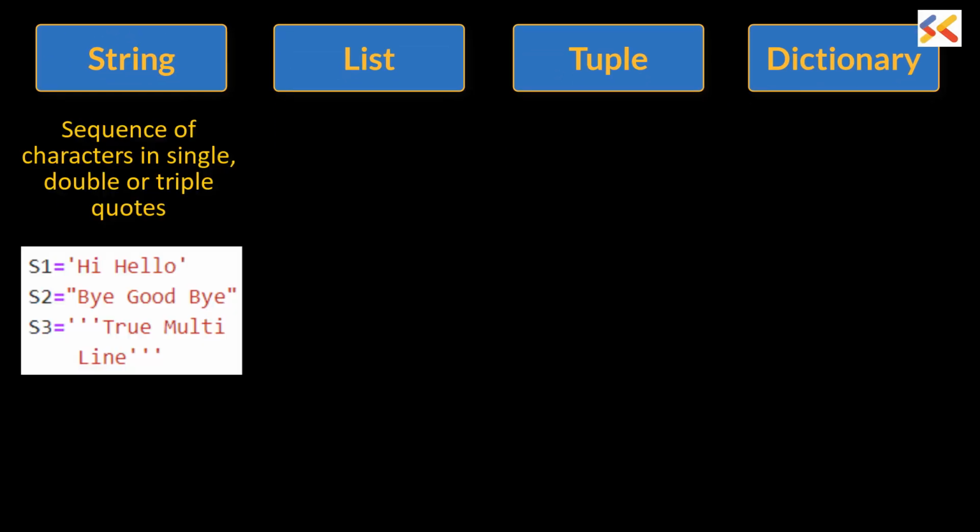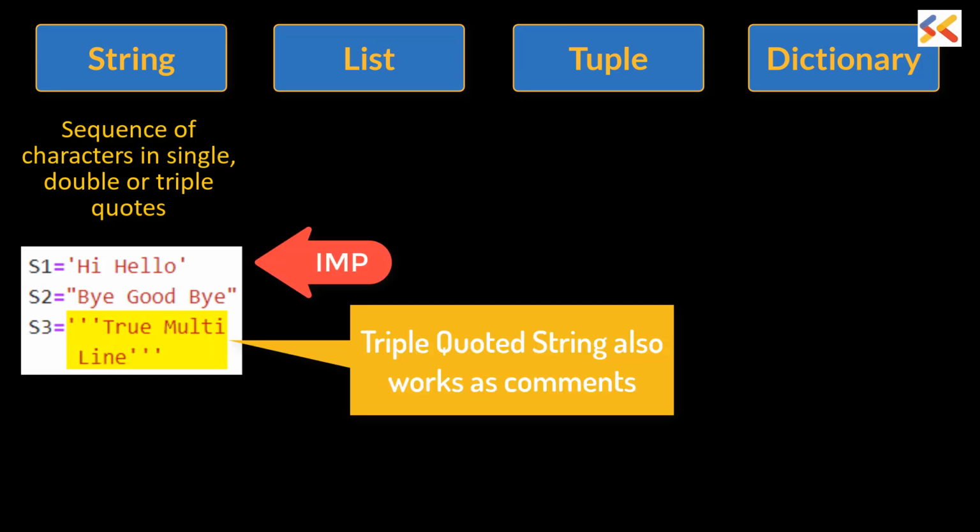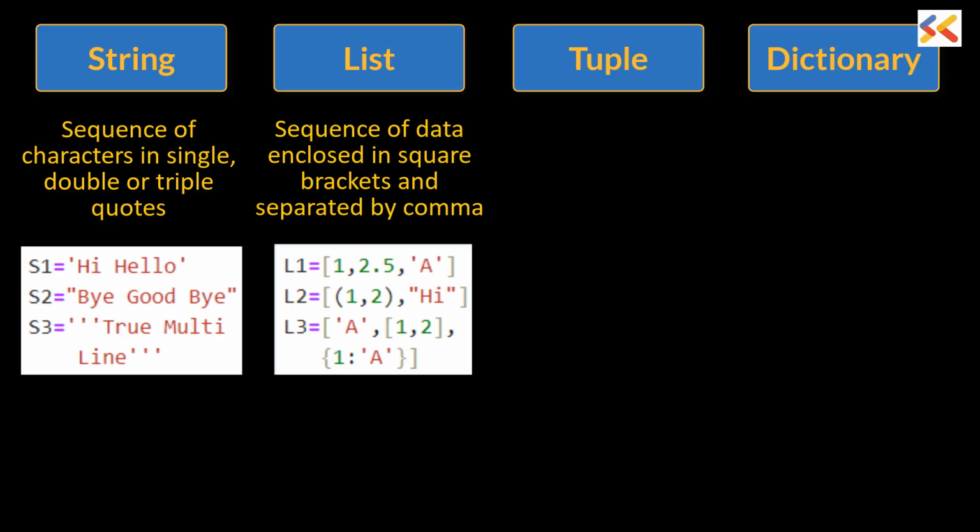String is nothing but a sequence of characters in single quotes, double quotes, or even triple quotes. Yes, the same triple quotes, which have a double role as comments in Python, is actually a multi-line string. Next, let's see list. List is a sequence of data enclosed in square brackets and separated by comma. So you can have different data types such as integer, float, string, tuple, dictionary, or even a nested list inside a list.